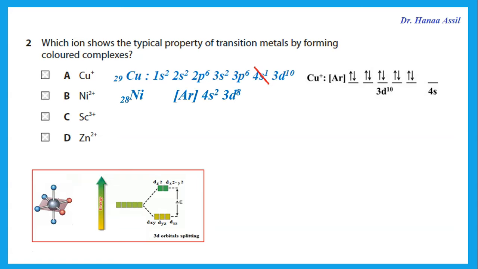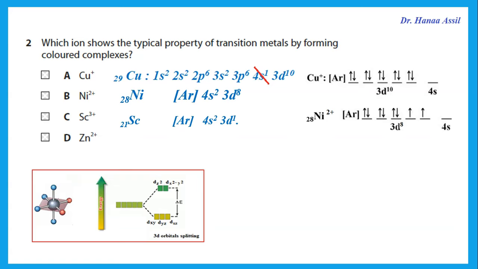Nickel 2 plus, nickel is 28. It's 4s2 3d8. Now, if we say nickel 2 plus, that means I have lost the 2 electrons in the 4s. I still have an incomplete 3d sublevel, so that means nickel 2 plus is colored. So that's supposed to be our answer. Let's check the others.